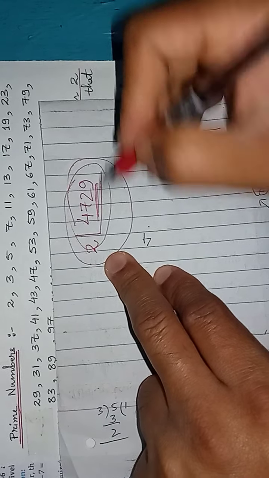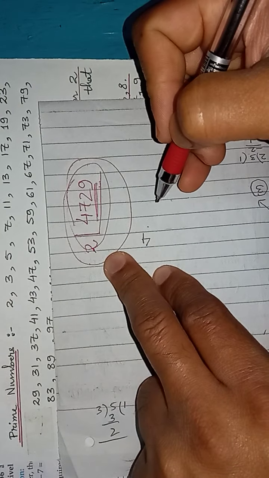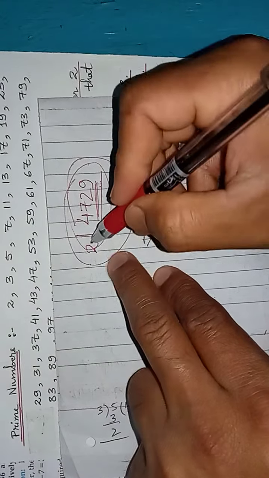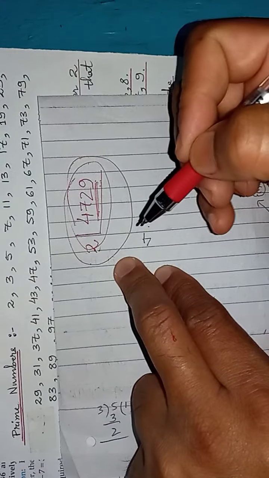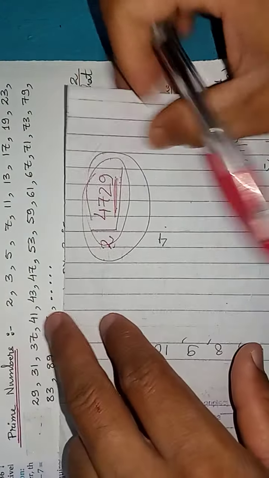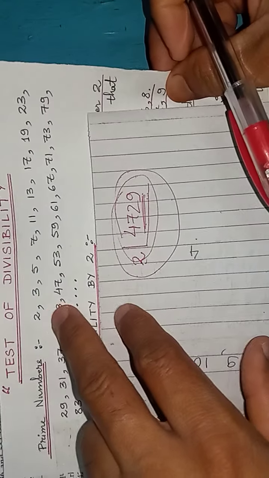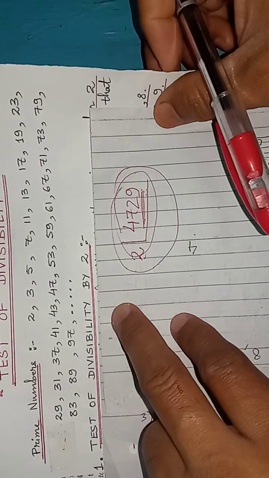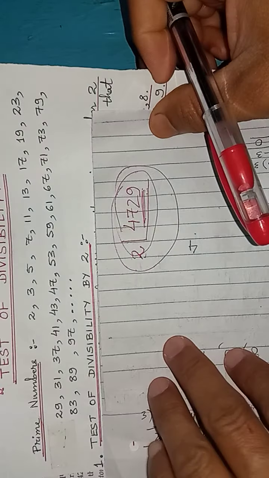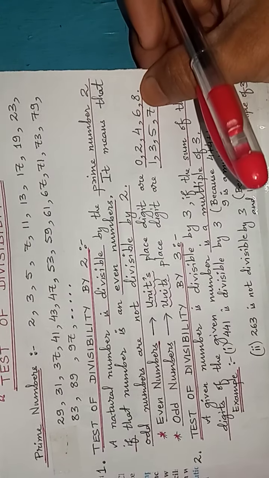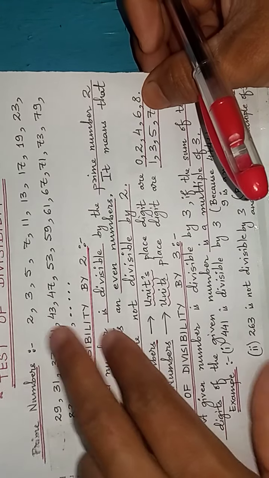If it is divisible by 2, then you carry on and do the division. If you cannot divide, then it's a waste of time, so don't divide by 2. This way, we can do tests for 3, 5, and 7 also, and other numbers as well. So let's see how to test by 2.